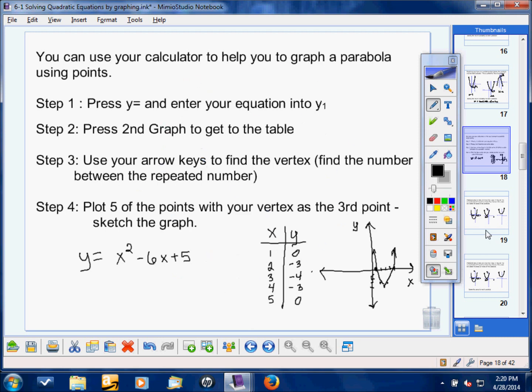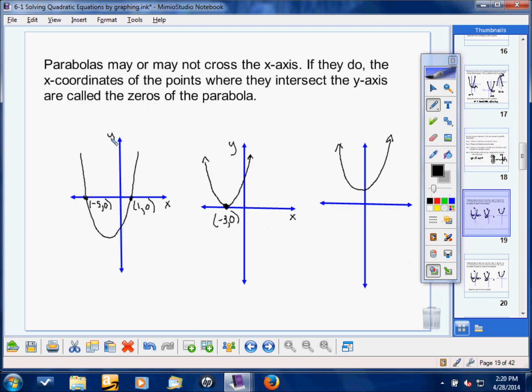But we have some other things that we need to talk about with parabolas, so we're going to move on. Let's make sure you write down everything. Parabolas may or may not cross the x-axis. Sometimes they'll cross the x-axis and sometimes they will not.